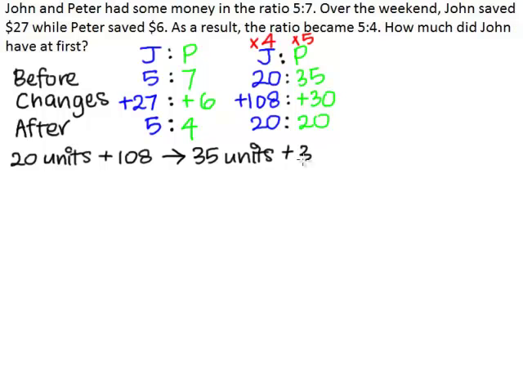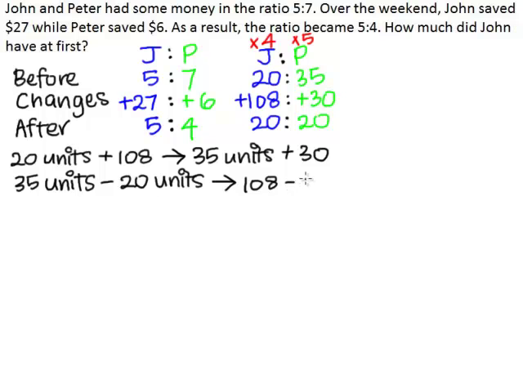plus 30. And now we want to have the elements with the units on the left side of the equation. So on this side, we want to find the difference between 35 units and 20 units. So we'll take 35 units minus 20 units. And this will be the same as the difference between plus 108 and plus 30. And this is simply 108 minus 30.